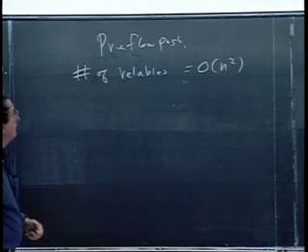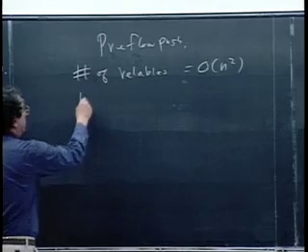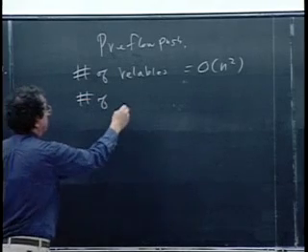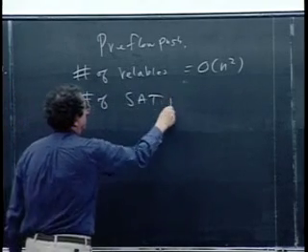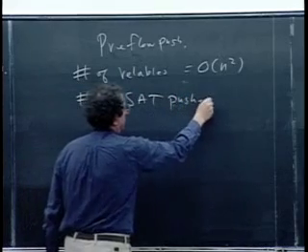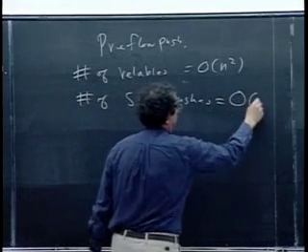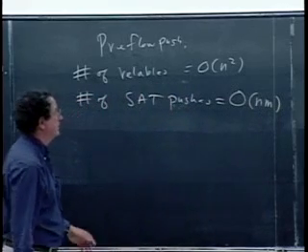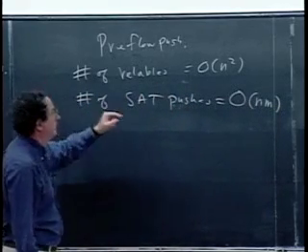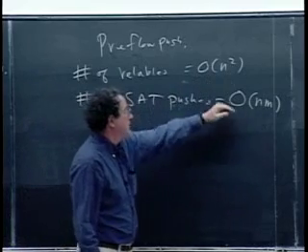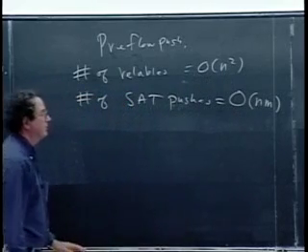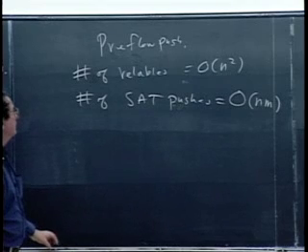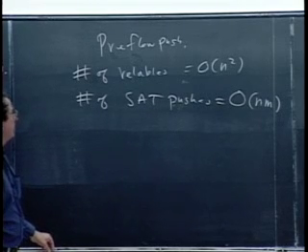And we also did the number of saturating pushes. That was big O of nm. So m is the number of edges, n is the number of nodes, and so we're making progress here, and both of these are pretty reasonable polynomials. So the algorithm looks like it's reasonably efficient.